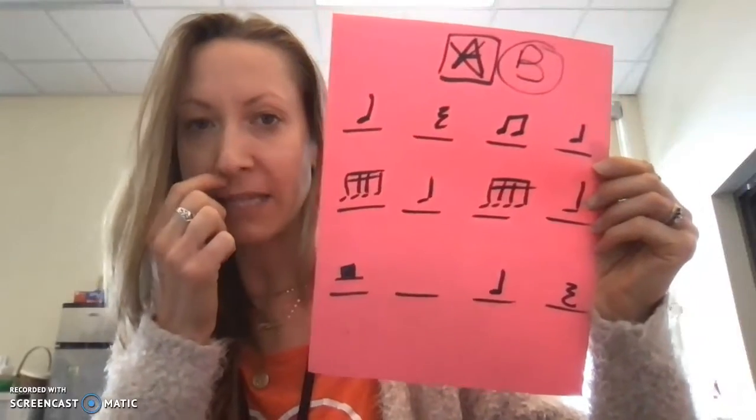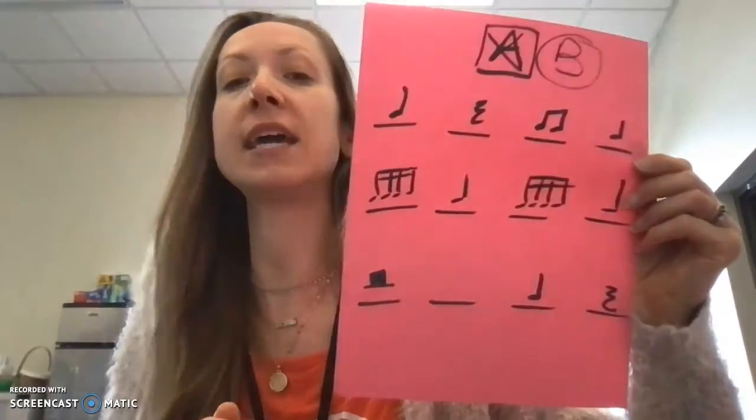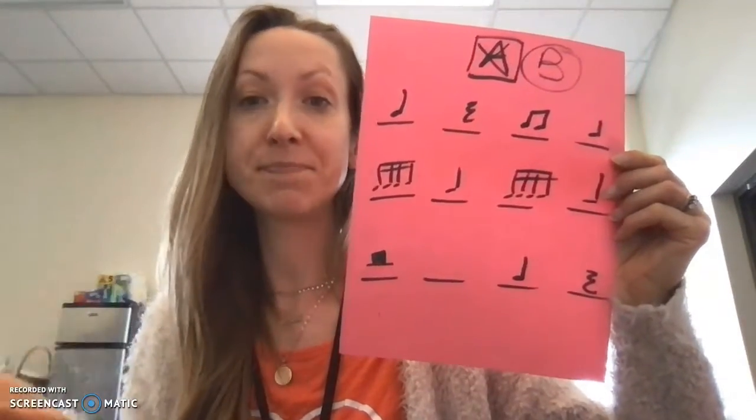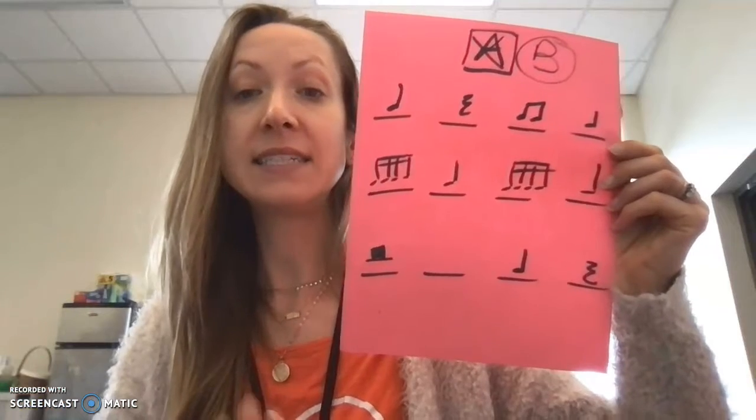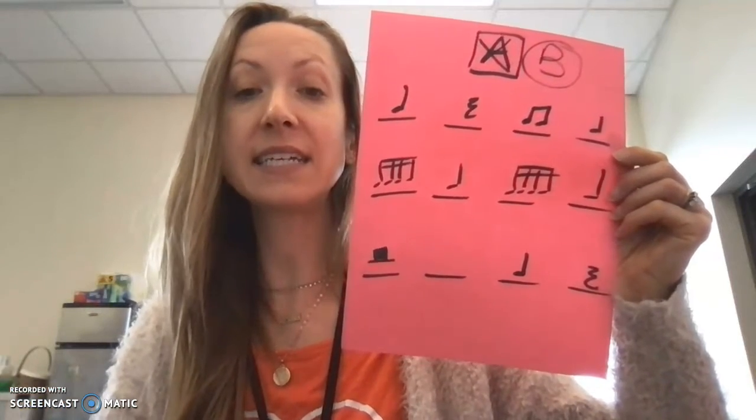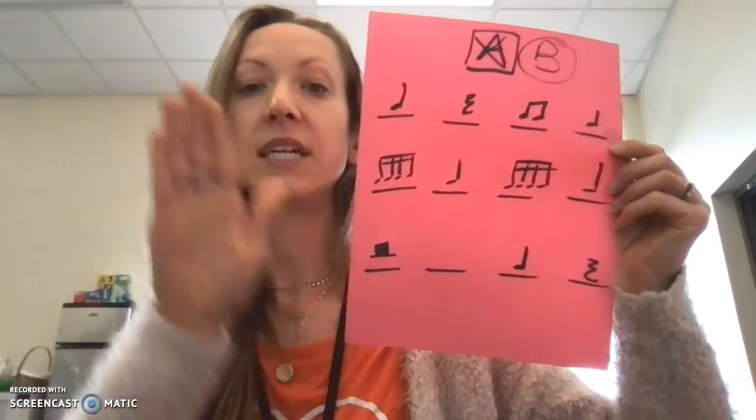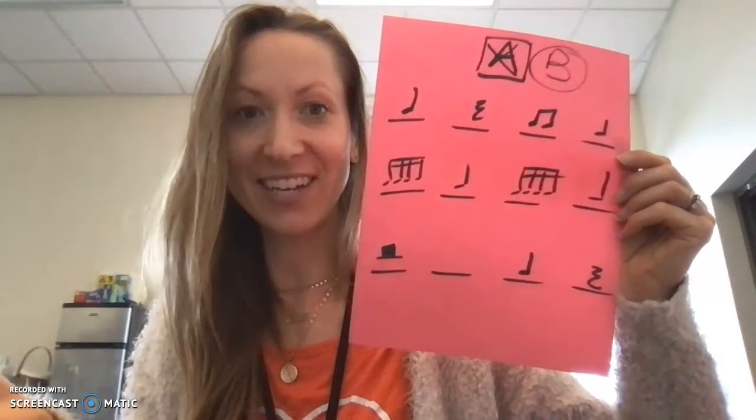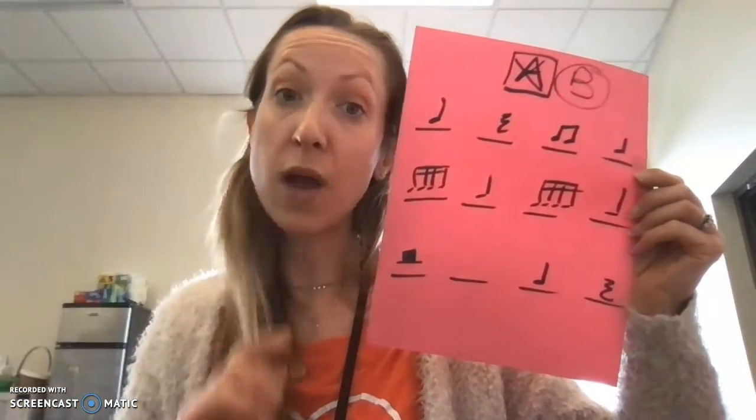Okay, everybody clap my B section I made up with me. Here we go. Ta, ti, ti, ta, tika, tika, ta, tika, tika, ta. Ta. Good. And we're going to be performing these in rondo form.